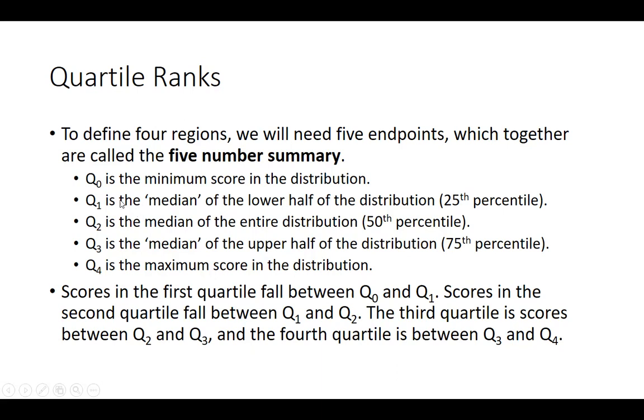Scores in the first quartile fall between Q sub 0 and Q sub 1. Scores in the second quartile fall between Q sub 1 and Q sub 2. The third quartile is scores between Q sub 2 and Q sub 3. And the fourth quartile is between Q sub 3 and Q sub 4.